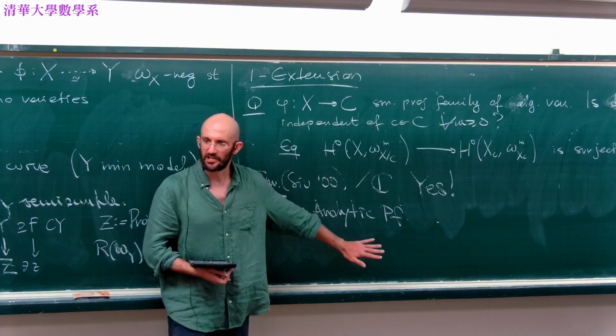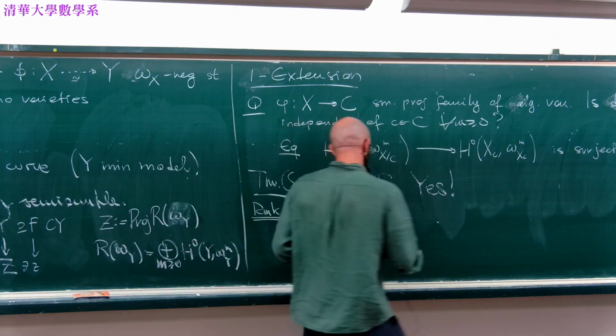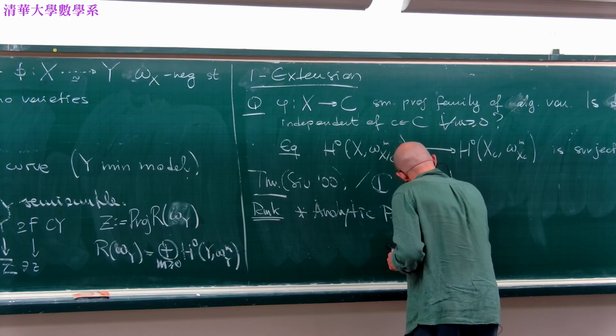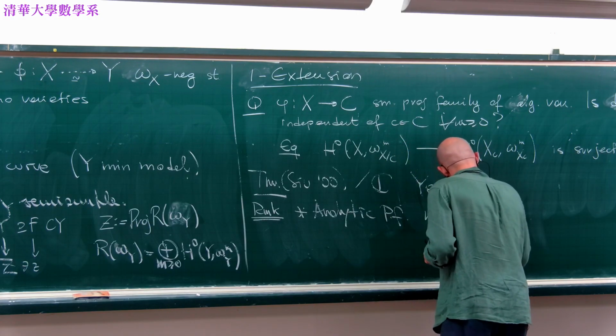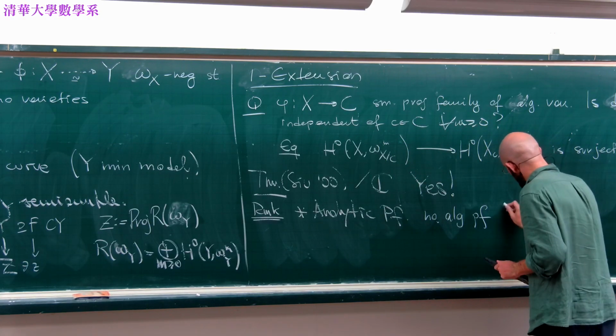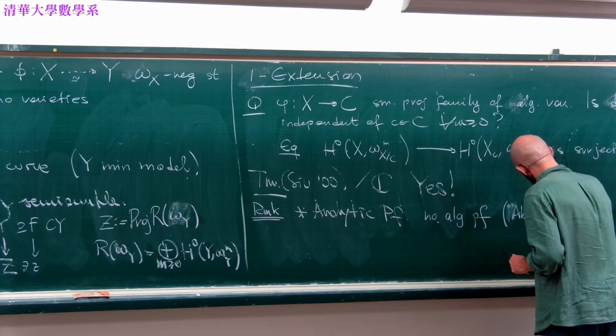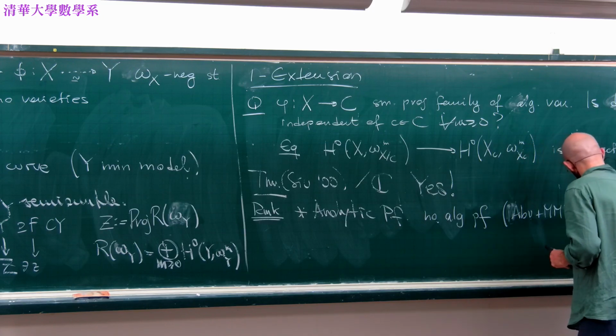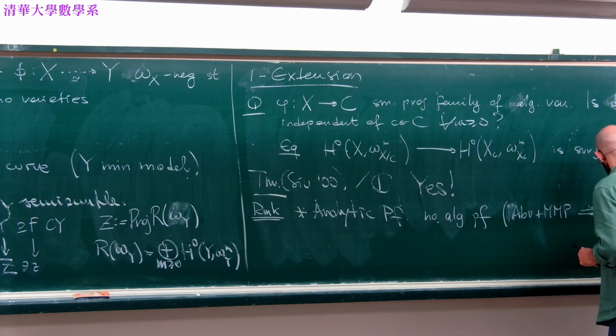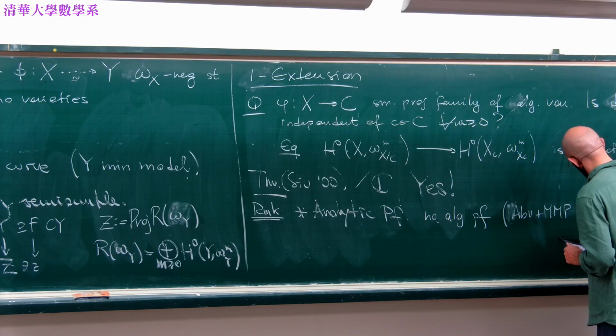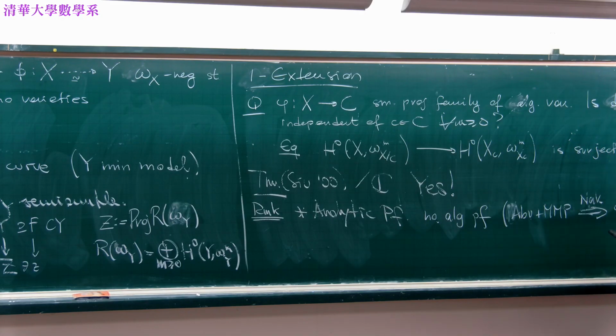So there is no algebraic proof of this thing. But it was proven by Nakayama that if you assume MMP plus abundance, then you have Siu's theorem. However, MMP and abundance right now are open, so this does not settle it.